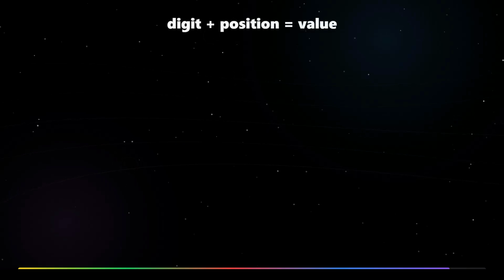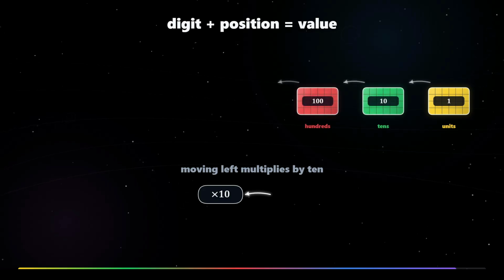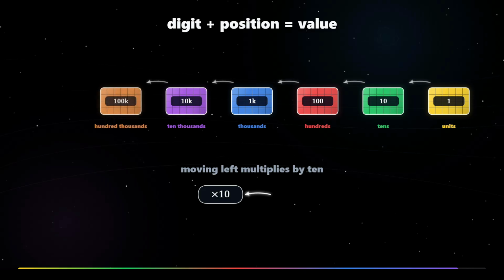Let's lock in the lesson. Place value tells us what a digit is worth because of where it is positioned. To the left of the decimal point, each place is 10 times greater than the place to its right: units, tens, hundreds, thousands, 10,000s, 100,000s, millions. To the right of the decimal point, each place is 10 times smaller: tenths, hundredths, thousandths.